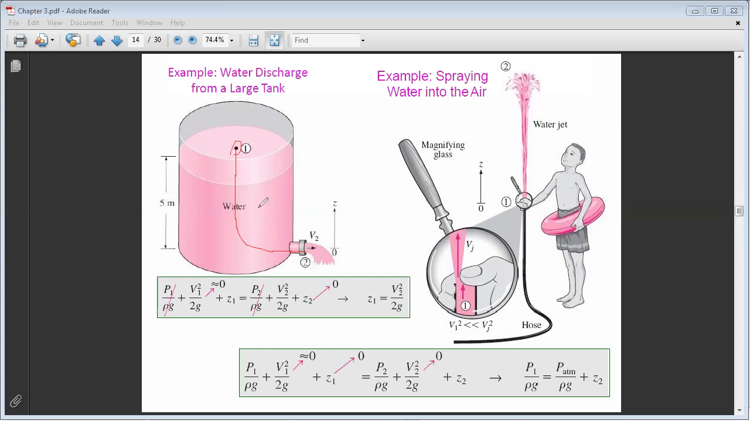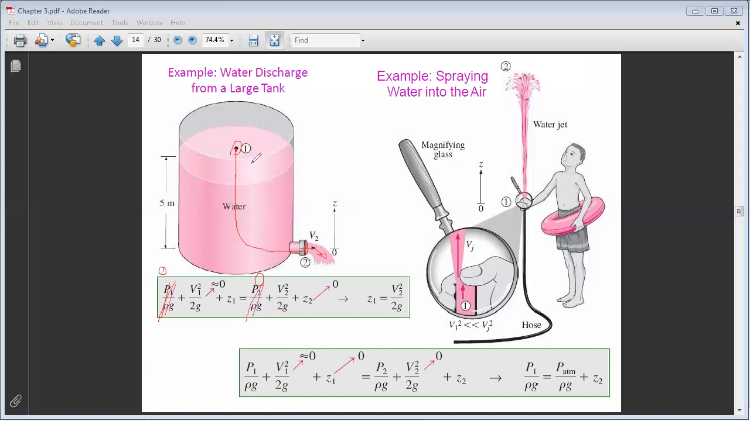Now, first, at this level, it's open to the atmosphere. So P1 is P atmospheric, or if I'm considering gauge pressure, P1 is 0. And also at 2, my section is discharging towards the atmosphere, so the pressure at 2 is also equal to P atmospheric. Therefore, P1 and P2 terms will cancel out, and both are 0 gauge pressure. Now I am done with the pressure terms.